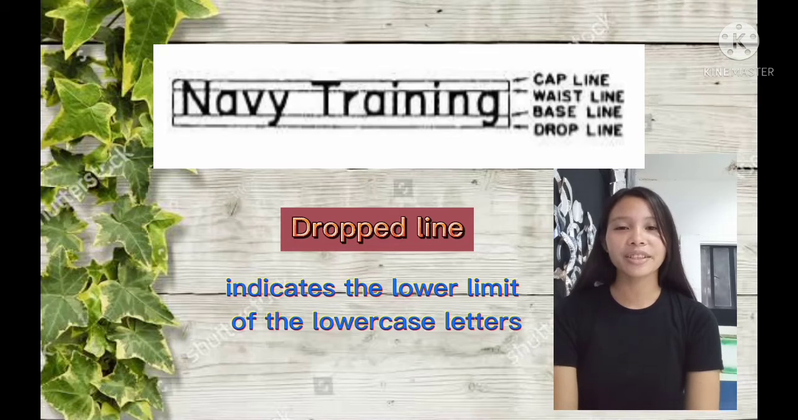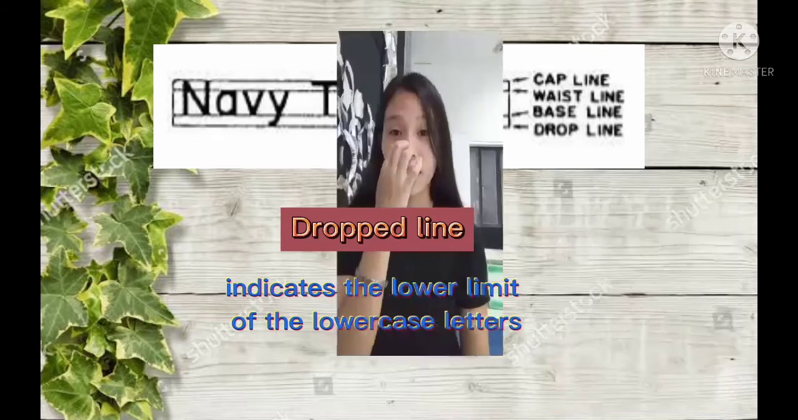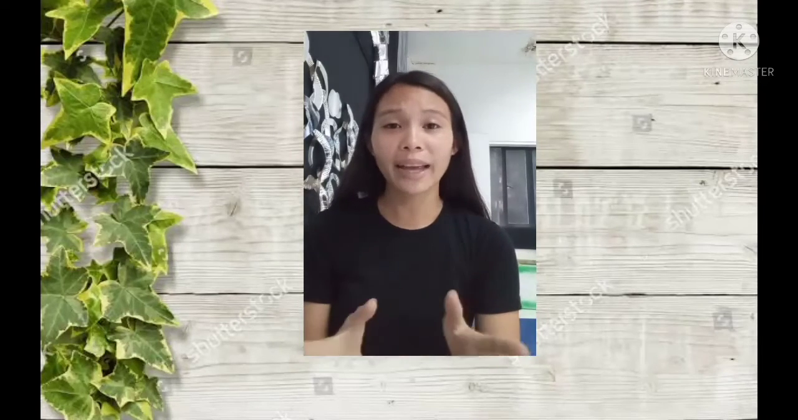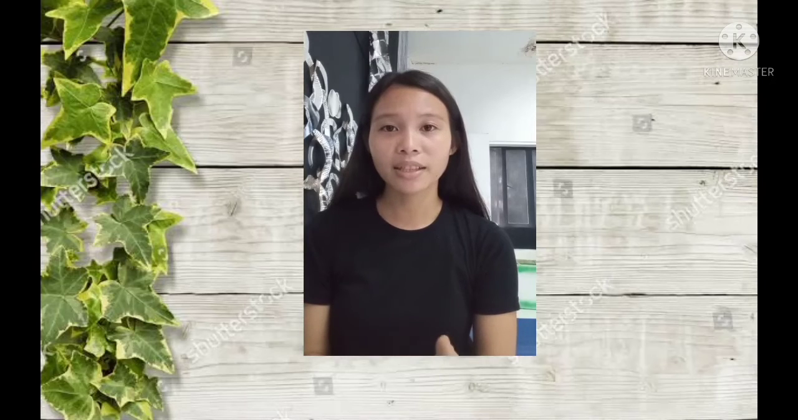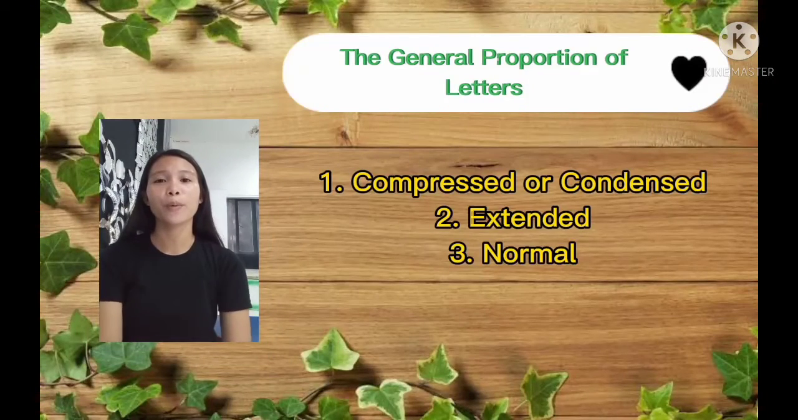The descender is the part of the lowercase letters that extends below the body of the letter. So, the difference of lowercase to uppercase is having a drop line, and it is written in small letters, while uppercase does not have a drop line because it is written in capital letters, right? Okay. So, let's proceed to the general proportion of letters.